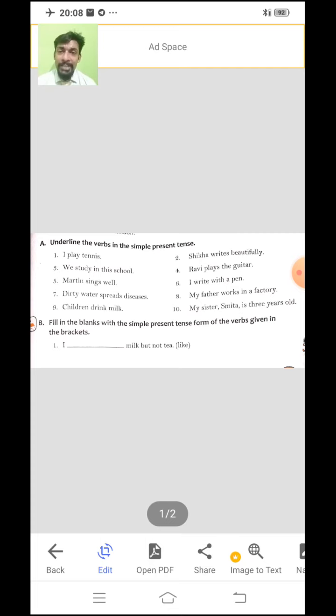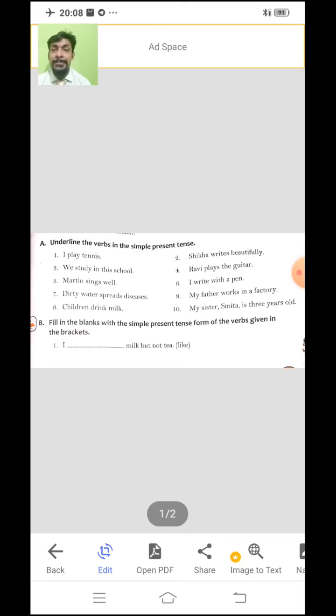In question number 5, Martin sings well. Why sings? Why not sing? Because it is again a name, and as I told you that with any name we use the S or ES form of the main verb. In number 6, I write with a pen. The verb is write, of course, but why write? Why not writes? Because, dear students, with singular subjects we use the simple form of the main verb.